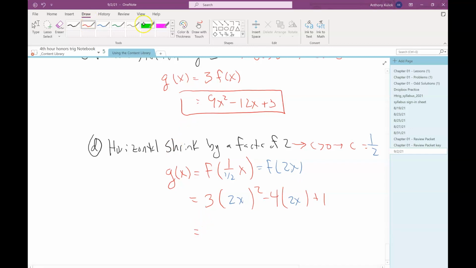Sorry. Again, I'm getting 1/2 because it's a shrink. My apologies. I got going, I'm like, wait a minute, that's not right. So 2x times 2x is 4x squared times 3 is 12x squared minus 8x plus 1. Sorry about that.